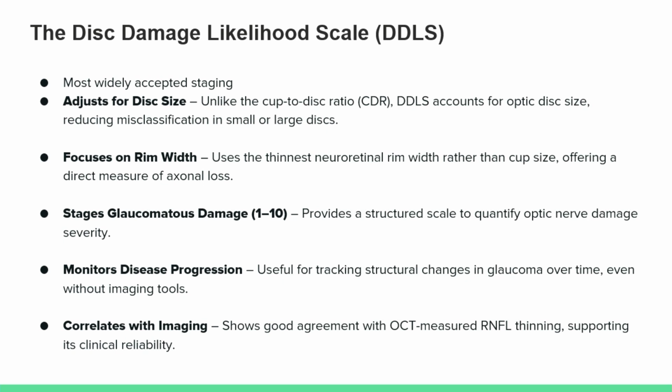Now the DDLS scale, that is the disc damage likelihood scale, is the most widely accepted staging for glaucoma. It has 5 factors. It takes into account the CDR and the disc size also, reducing miscalculations in small or large discs. It focuses on the rim width and stages the glaucoma on a scale of 1 to 10 and monitors disease progression, which can be useful for tracking structural changes in glaucoma over time. And it can correlate with imaging also, like OCT.